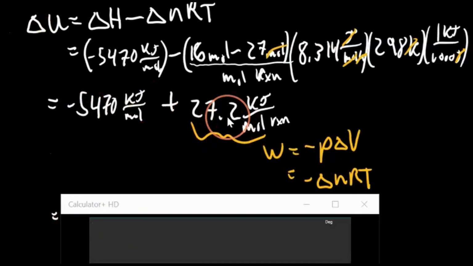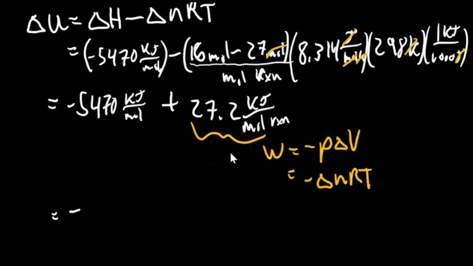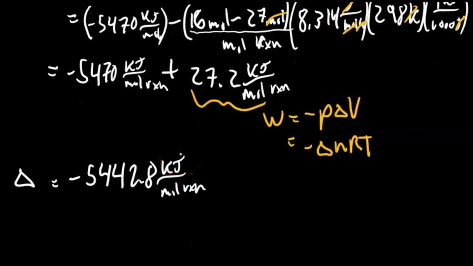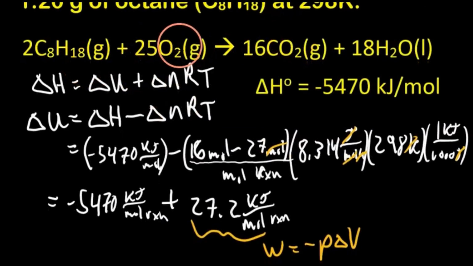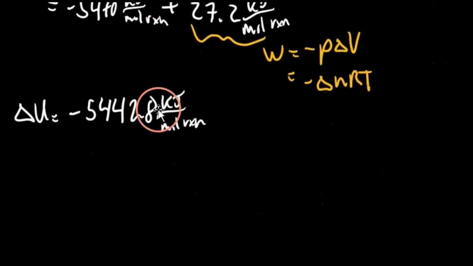Now we can add these two terms together, negative 5470 plus 27.2 is negative 5442.8, negative 5442.8 kilojoules per mole of the reaction. So this is our delta U per mole of the reaction here, but we want it for 1.8 grams of octane. So we're going to convert these moles into grams of octane.